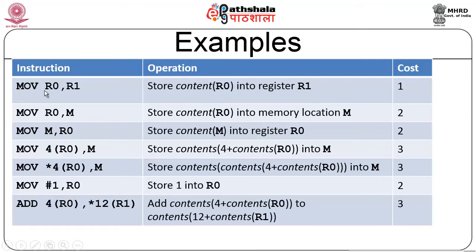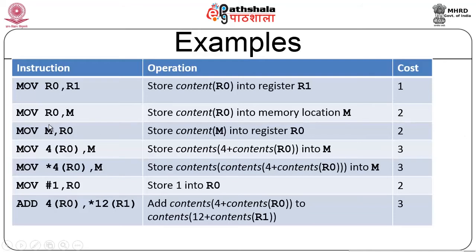What does it basically say? Store the contents of R0 into the contents of R1. Move basically means transfer or load. So, load the contents of R0 into the contents of R1. Now, what is this basically? Move R0 comma M. This move will cost you 1 unit cost. R0 is not going to cost anything, M will cost 1. So it is 1 plus 1, which is going to be 2.